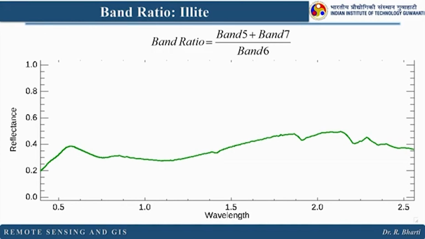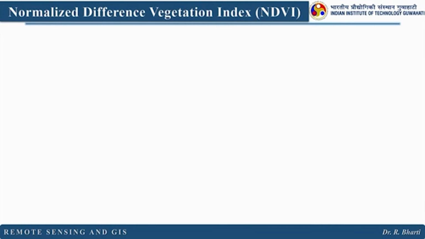For illite, this is another type of clay mineral. This is again band 5, band 7 divided by band 6, and this is again with respect to your ASTER data. Now, I have given you this introduction, like I have mentioned this normalized difference vegetation index in the previous slides. This is one of the indices which is used to highlight vegetation.